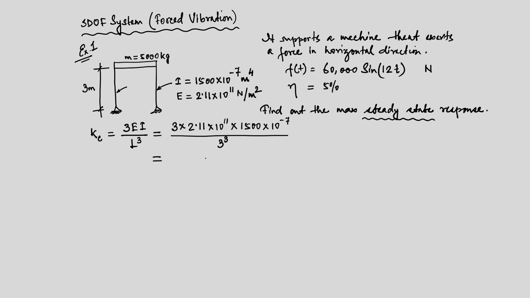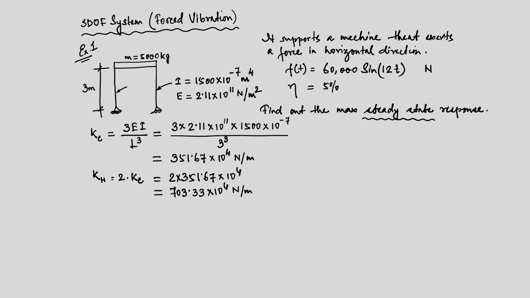Now, if we solve that, we get the stiffness of each column in the horizontal direction. So, this is 351.67 into 10 to the power 4 Newton per meter. Obviously, we have two columns. So, the stiffness in the horizontal direction is 2 times the stiffness provided by the individual column. So, it will be 2 times 351.67 into 10 to the power 4, which is 703.33 into 10 to the power 4 Newton per meter. So, that is the effective stiffness in the horizontal direction.